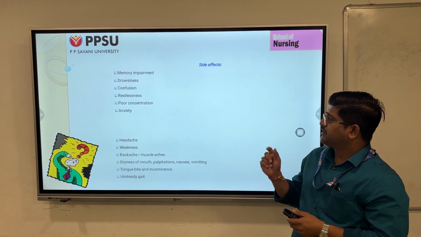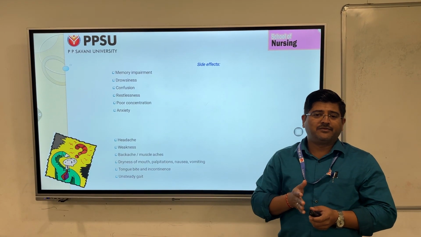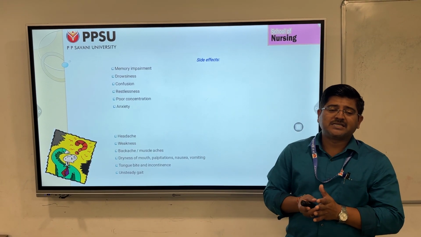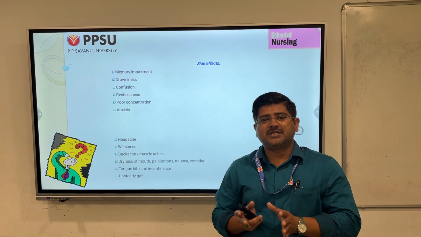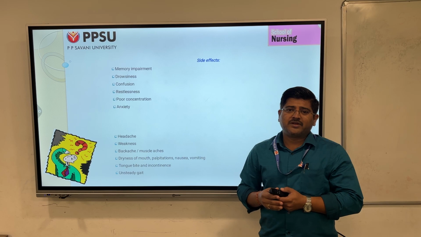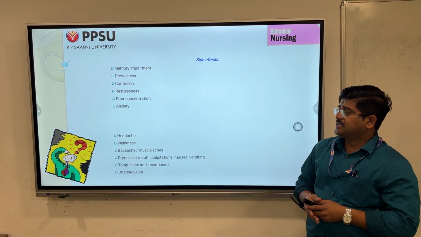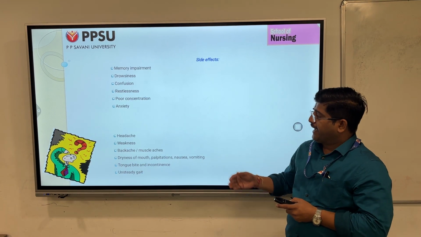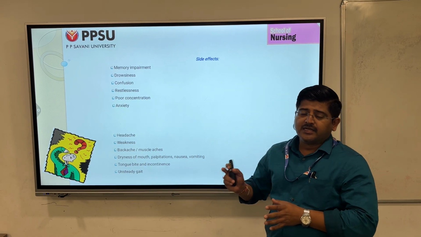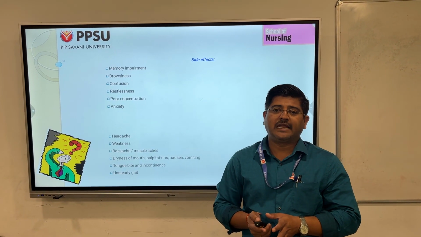And coming to the next, the side effects. We know every treatment has some benefits as well as some adverse effects. Here ECT also has some adverse effects. As we know, we are passing an electric current to the brain. It may cause some disturbance in the brain. It may also cause some adverse effects in the body, and these are listed as memory impairment, drowsiness, confusion, restlessness, poor concentration, anxiety, headache, weakness, backache, dryness of mouth, tongue bite, unsteady gait. So these are the common side effects faced by a patient who is receiving electroconvulsive therapy.